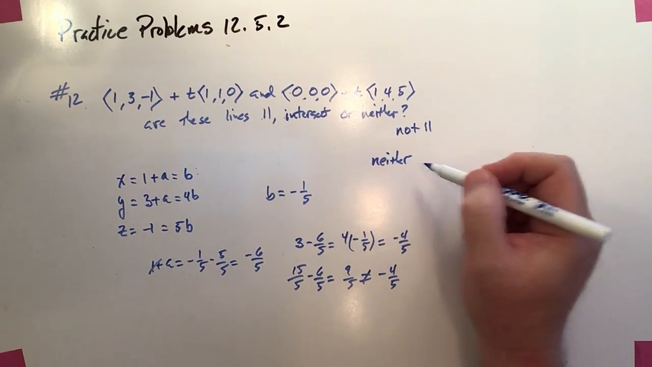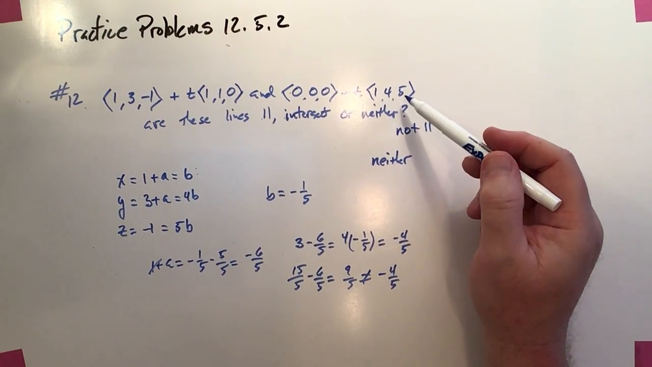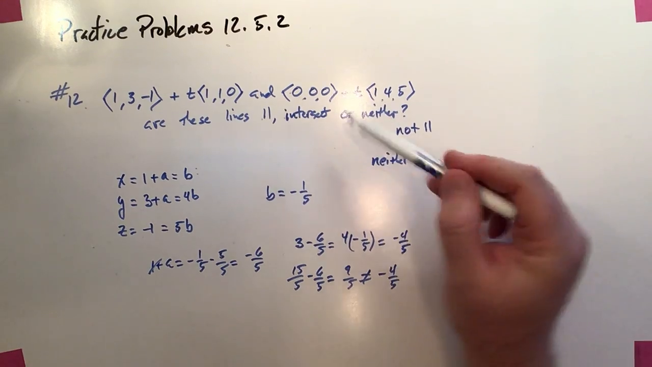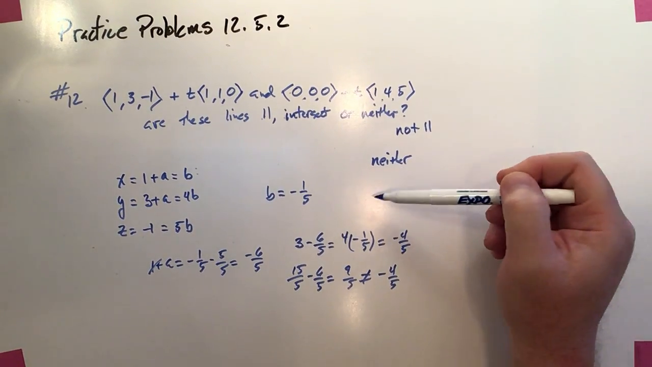Now we could test further and see whether they were skew lines or orthogonal, but that goes a little bit beyond this question. We'll take a look at that later.